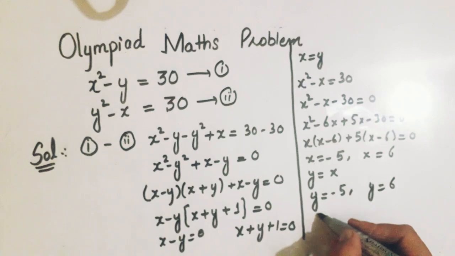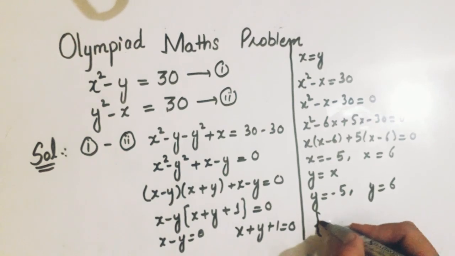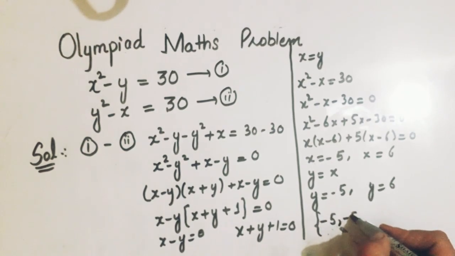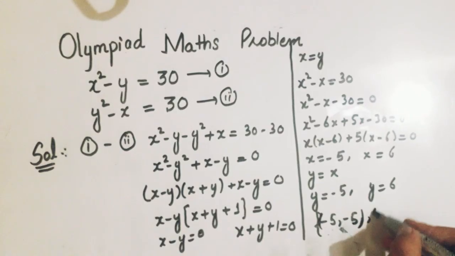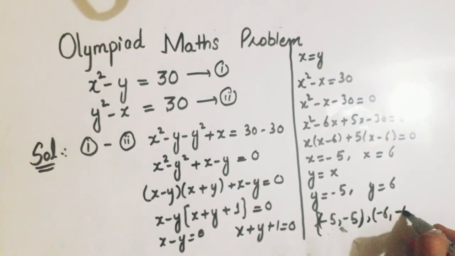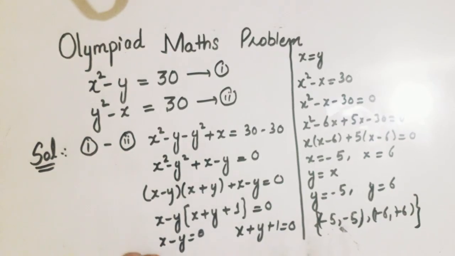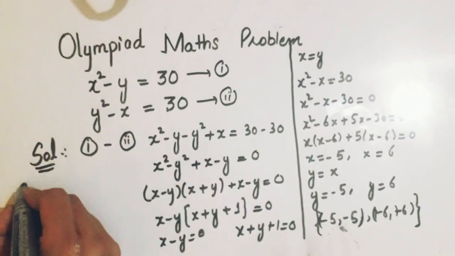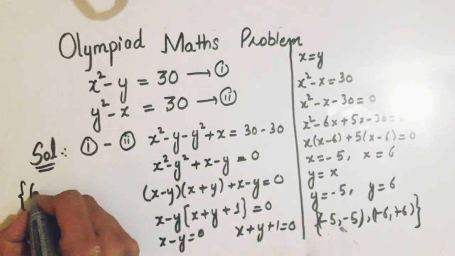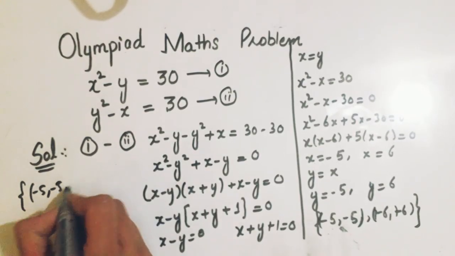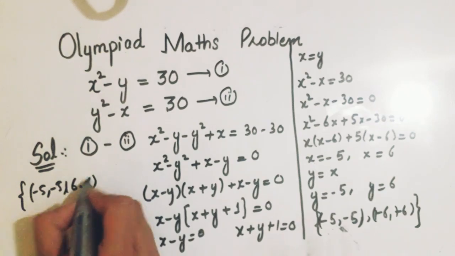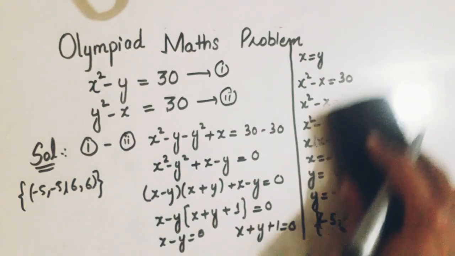We will write the ordered pairs as (minus 5, minus 5) and the other ordered pair is (6, 6). Now we will solve for the other equation, that is x plus y plus 1 equals 0. We write the solution set here: minus 5 and 6, both are this one. So we will solve for the other one.